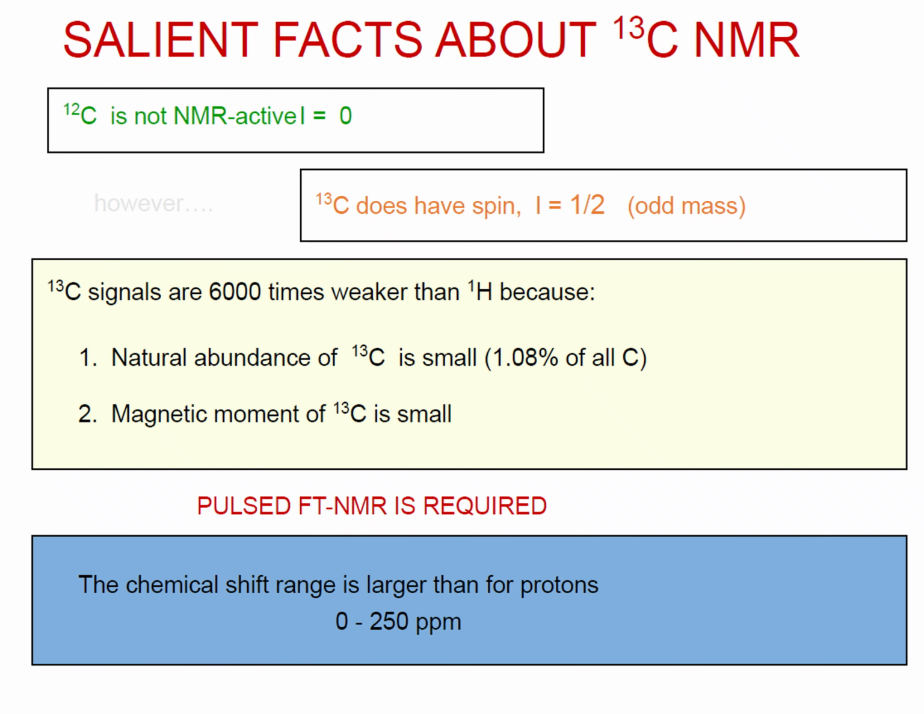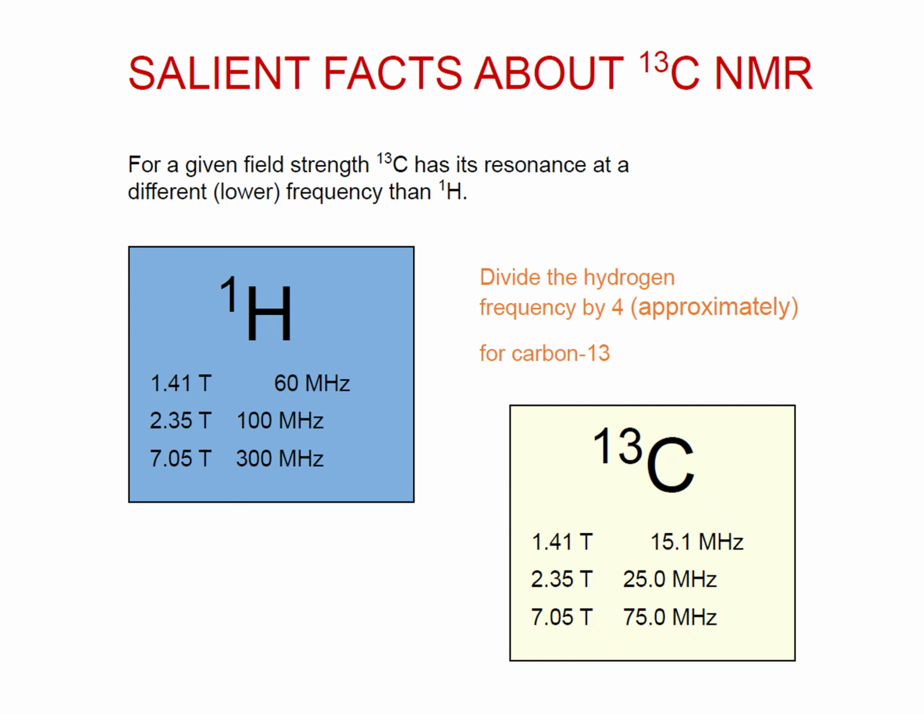So these are the salient facts about carbon NMR. These are the differences between proton and carbon NMR. You can see here.